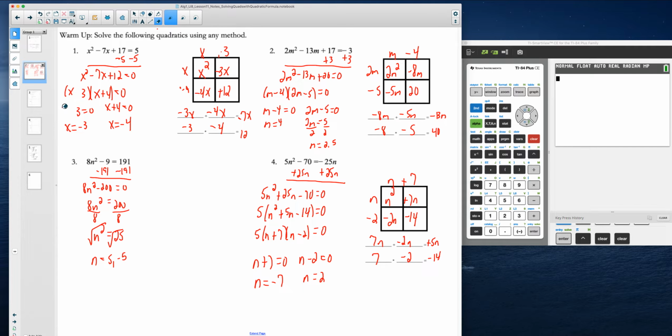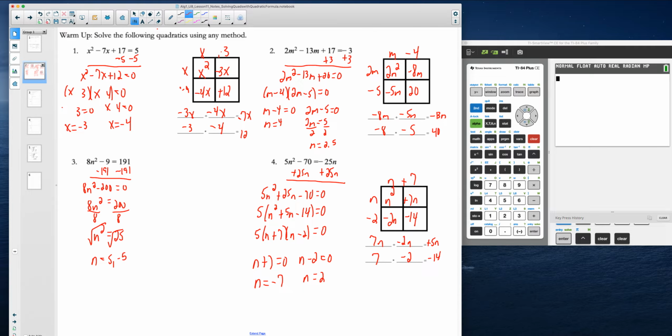If my eraser doesn't freak out on me here. All right. So let me just kind of take care of all that real quick. Sorry about that. Best laid plans and everything.